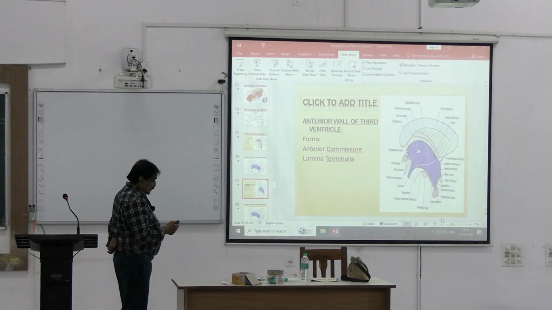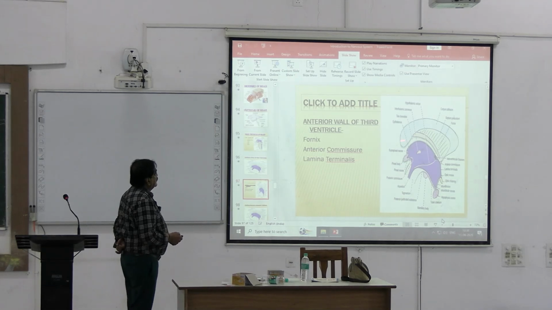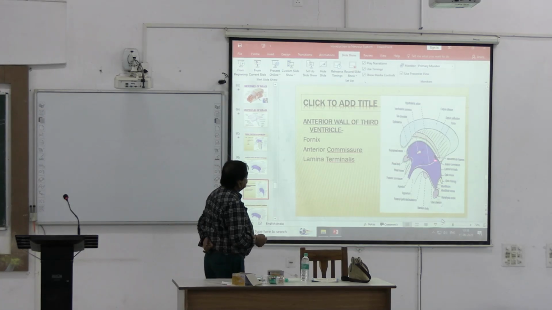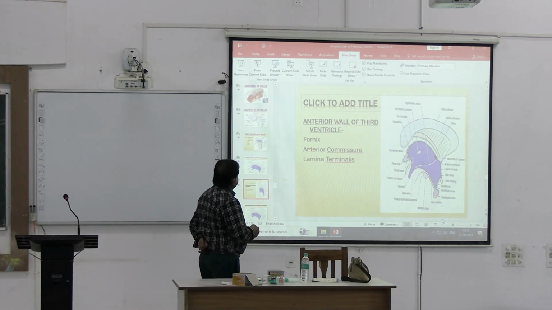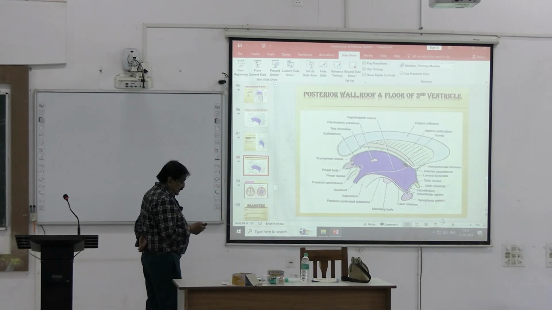The anterior wall of the third ventricle: fornix, anterior commissure and lamina terminalis. The pineal body is here. Now, anterior wall of the third ventricle, fornix, anterior commissure, lamina terminalis. Posterior wall, roof and floor of the third ventricle.